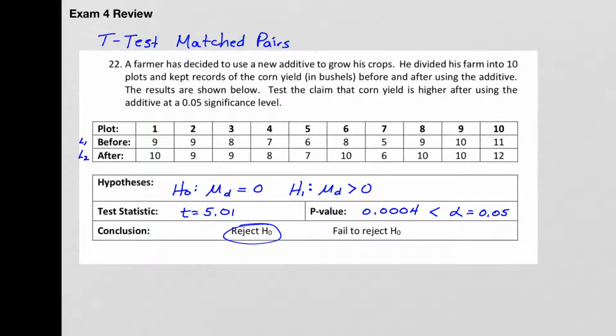So if you had done a left tail test, the only thing it would change in the results is that your test statistic would be negative 5.01. So I would accept either one of these answers as long as they match up with the correct hypothesis. So you just have to make sure those work out. And that is the end of that problem.